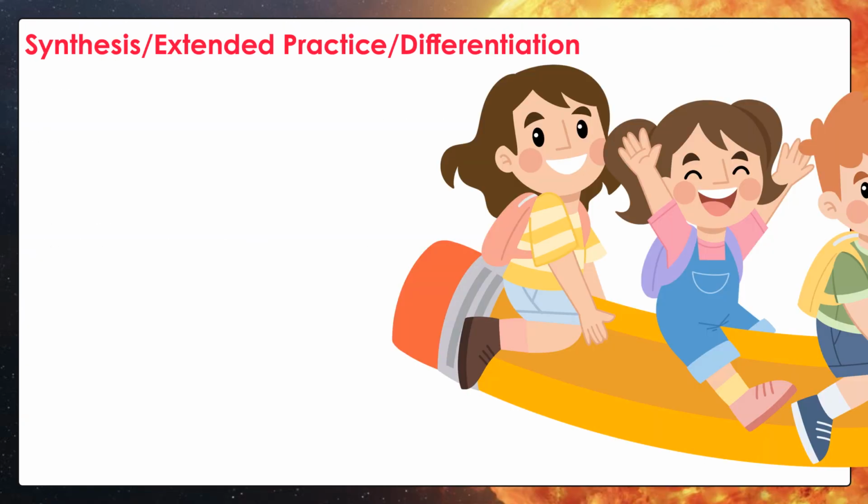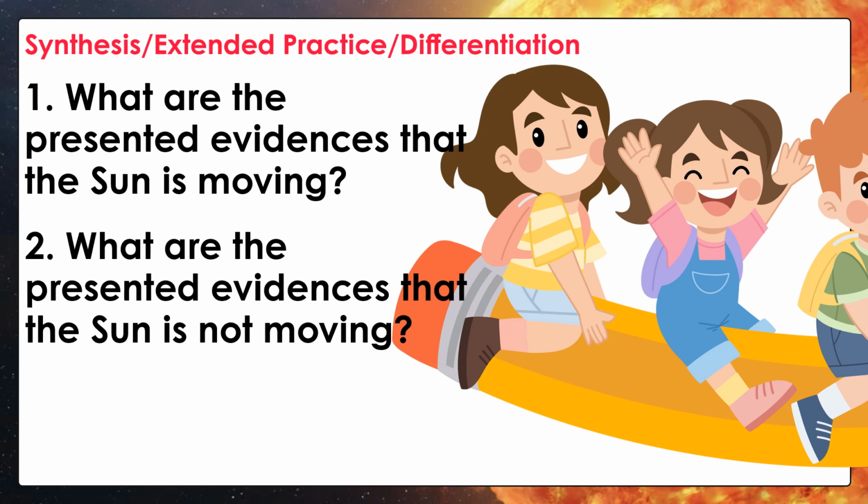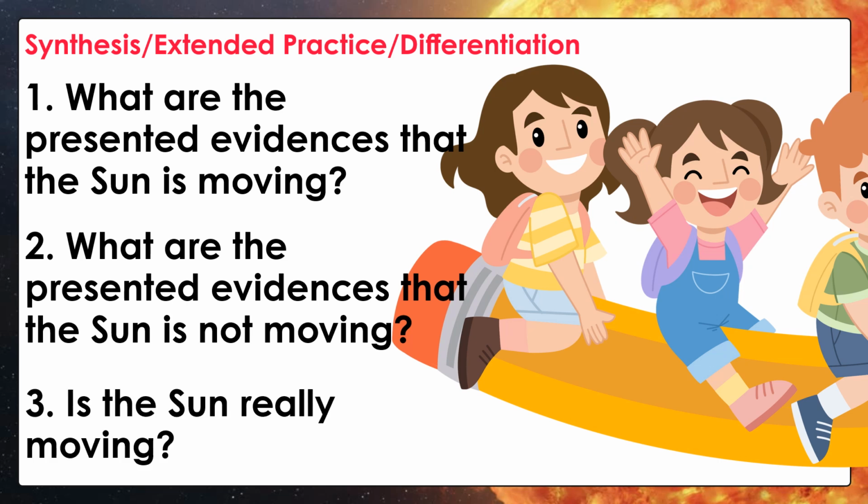Here are the guide questions to answer. First, what are the presented evidences that the sun is moving? Second, what are the presented evidences that the sun is not moving? And third, is the sun really moving?